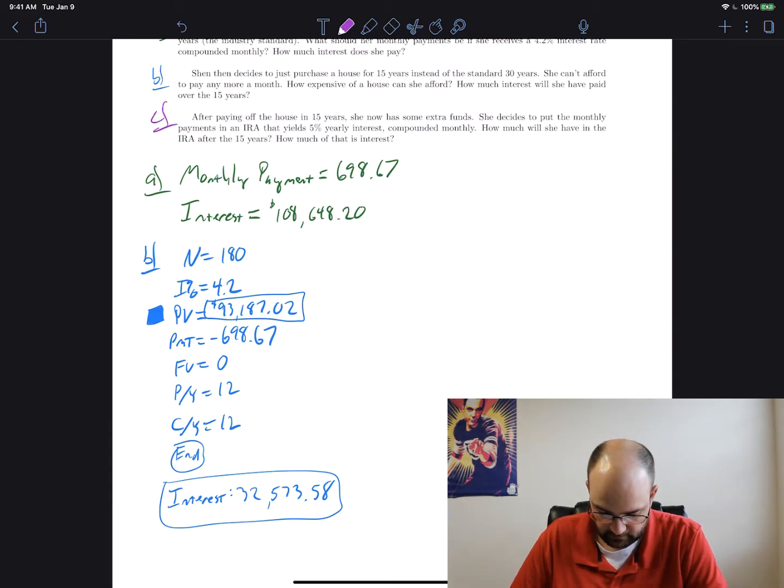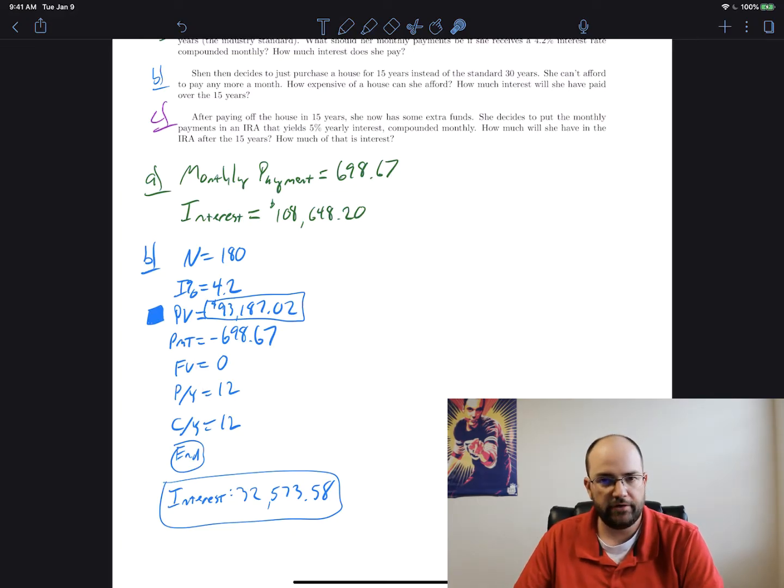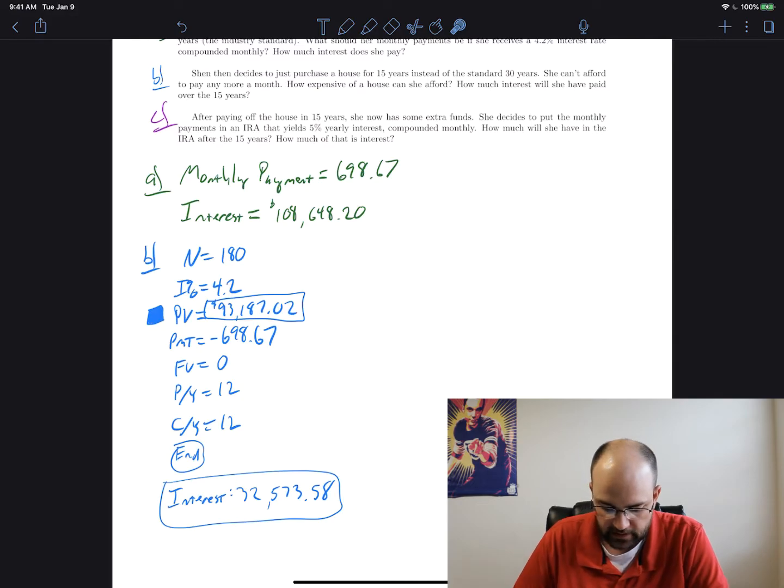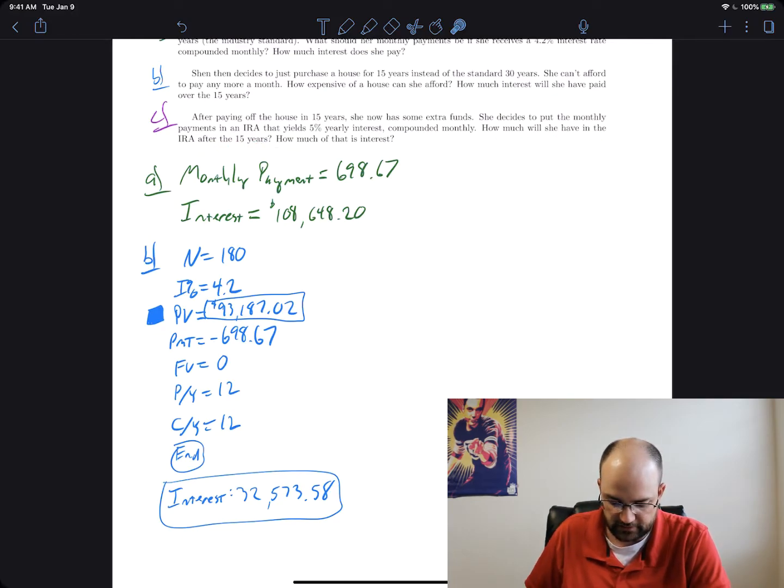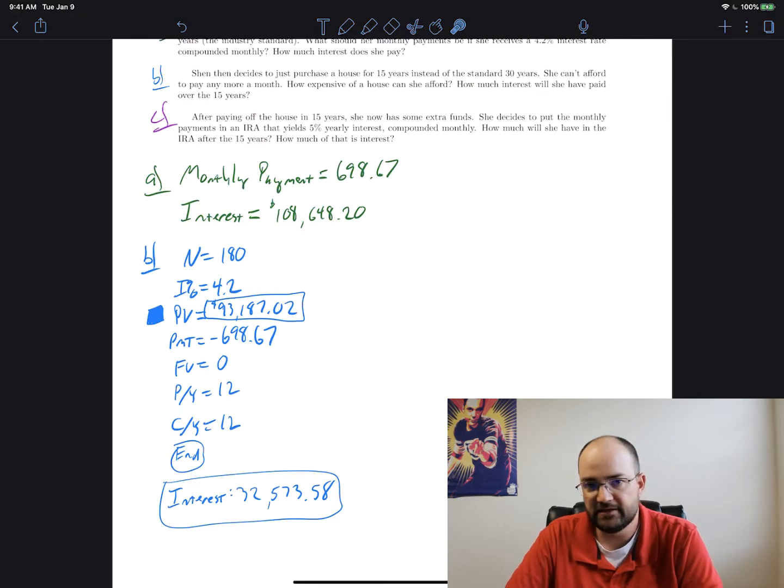Next, letter C. At the end of this 15 years, she now has extra room in her budget because that house is now paid off. And so she decides to put the monthly payments in an IRA that yields 5% yearly interest, compounded monthly. How much will she have in the IRA after those 15 years? And how much of that is interest?